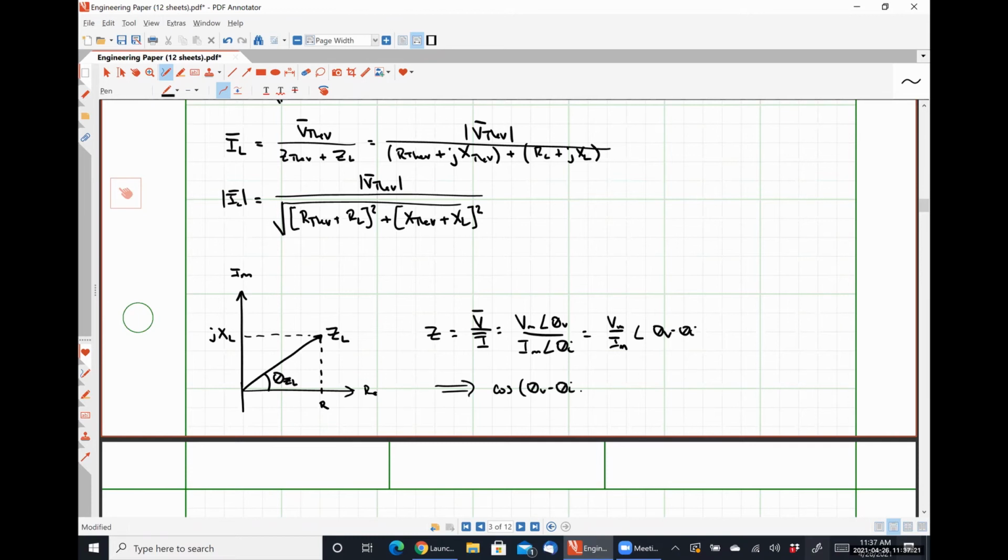cosine of theta V minus theta I is going to be what? It's the adjacent divided by the hypotenuse, right? Good old trig. You guys took trig in high school probably, right? So the adjacent bit here is RL, and the hypotenuse is just the magnitude of my impedance, which is the square root of RL squared plus XL squared. Everybody okay with that? Anybody got any problems with how that was derived? So now, yeah, we're going to finish up pretty early.